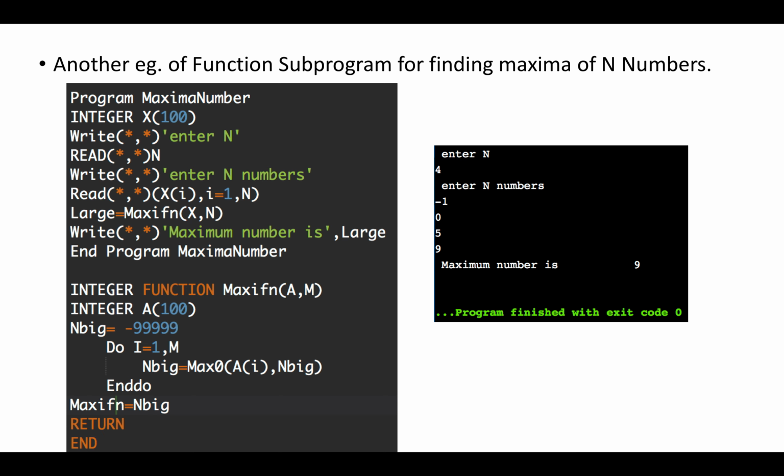If you execute this program, it will ask enter n. So I enter, say I need to enter 4 numbers. Then it will ask to enter these 4 numbers. So I enter -1, 0, 5 and 9. Any random 4 numbers, 0 as well and negative as well. Then this program will give the output maximum is 9. So the largest number which we entered is 9 in this input. So this is how a function subprogram works.